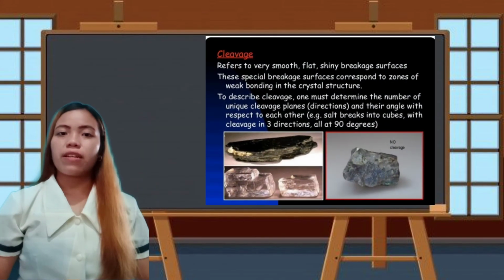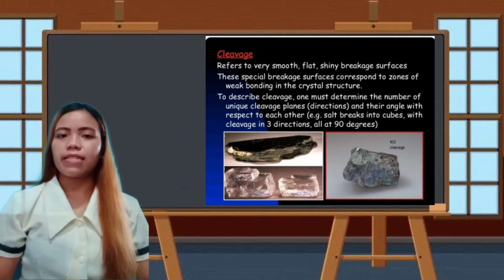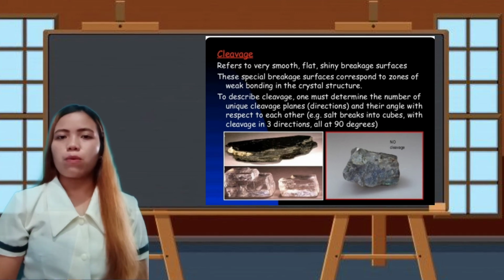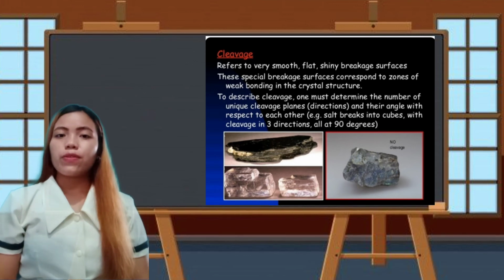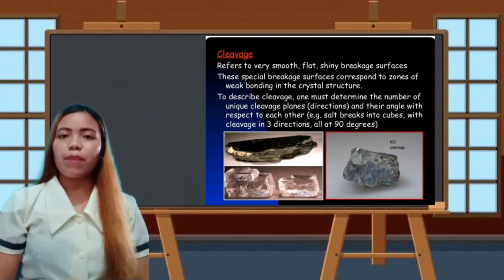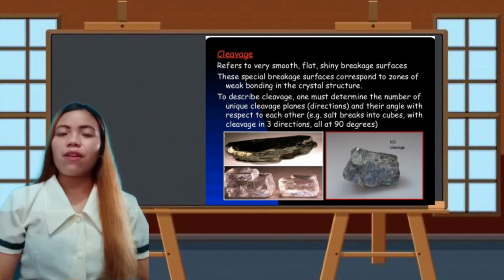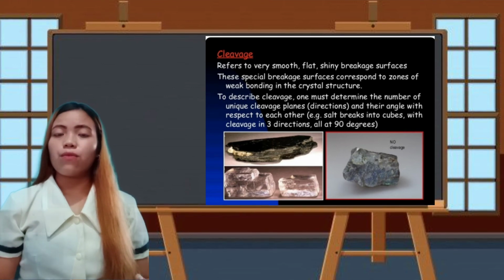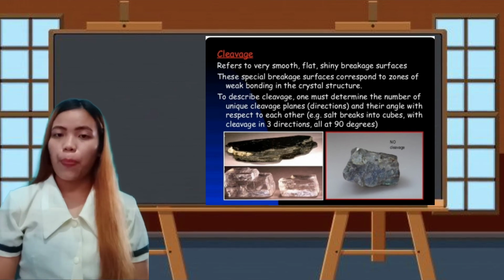The cleavage refers to very smooth, flat, shiny breakage surfaces. These special breakage surfaces correspond to zones of weak bonding in the crystal structure. To describe cleavage, one must determine the number of unique cleavage planes and their angle with respect to each other. Example, salt breaks into cubes with cleavage in 3 directions, all at 90 degrees.